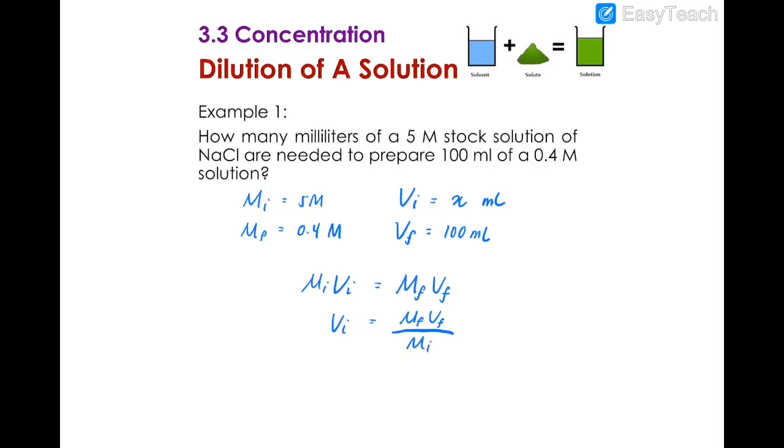Okay, so you get this. So masukkan all the value. So molarity is 0.4 molar darab dengan 100 ml divide by 5 molar. Therefore, molar kita boleh cancel out. Okay, jadi sekarang ni the answer for your X adalah bersamaan dengan 8 milliliter.